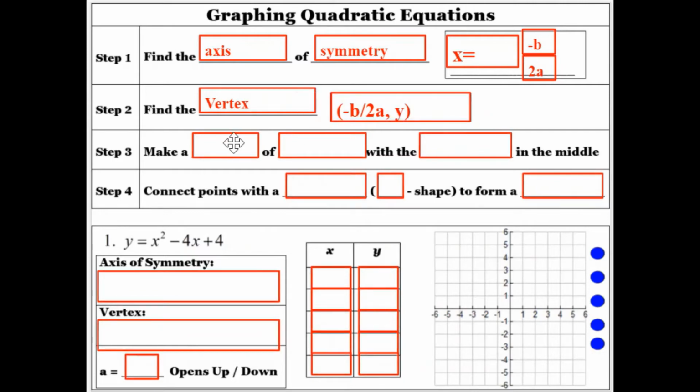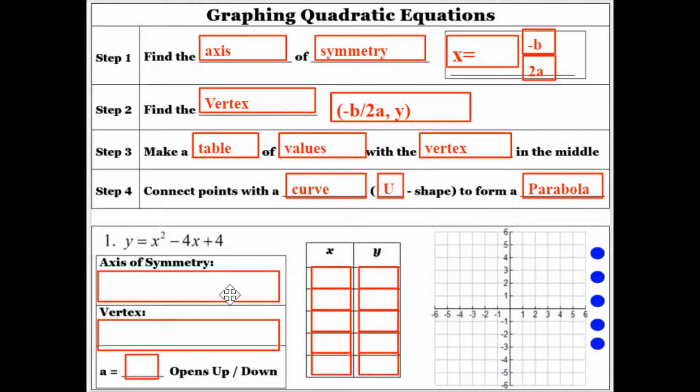Step 3, we're going to make a table of values with the vertex in the middle. So that means once we know what our vertex is, we want to do some points to the left of it, some smaller x values, and some points to the right of it with bigger x values. And once we have some points, usually we want 5 points, we're going to connect the points with a curve, which means it's going to be a U shape to form a parabola. Make sure you're not connecting the points with straight lines. It's got to be a smooth curve.